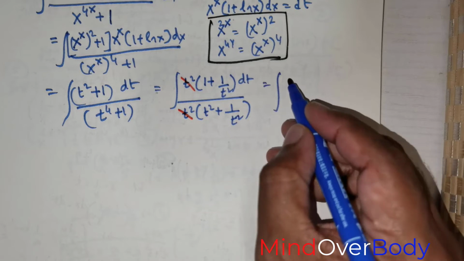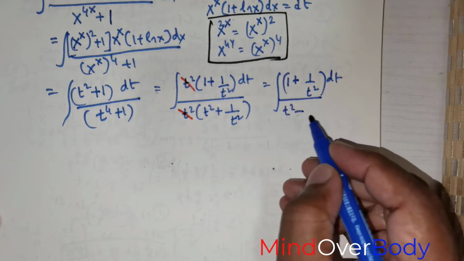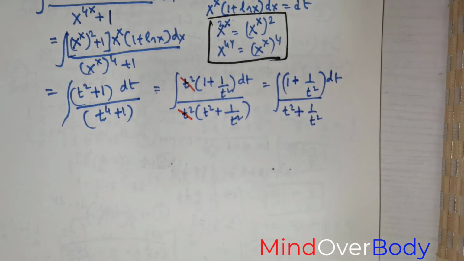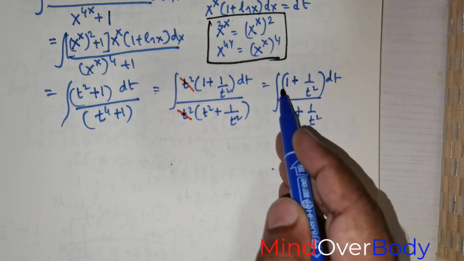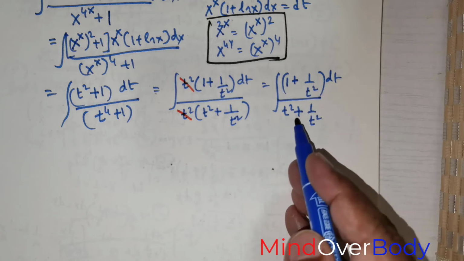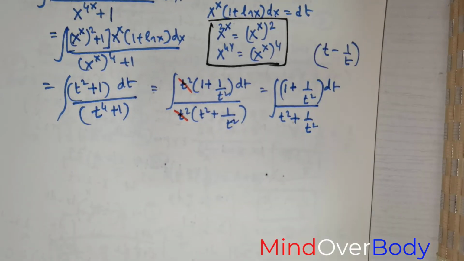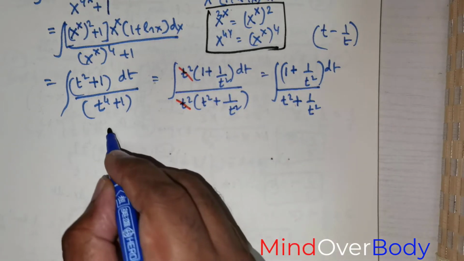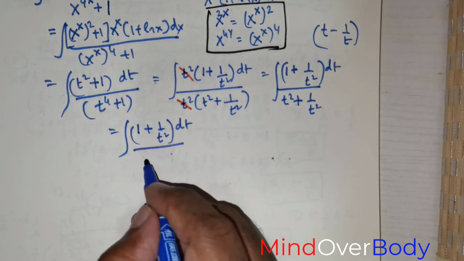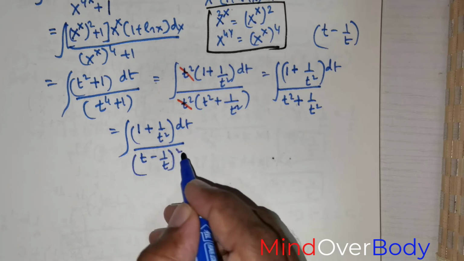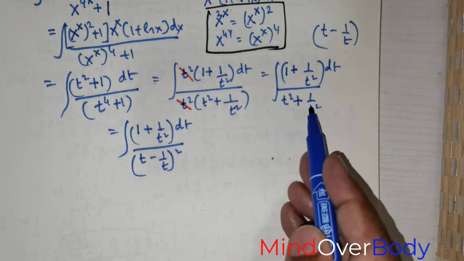Now I've got a quantity in the numerator, which is (1 + 1/t^2) dt divided by denominator t^2 + 1/t^2. Now in the cases which I've studied, if you were to have a numerator which features 1 + 1/t^2, then you will have to rewrite the denominator using t - 1/t, right? That's exactly what we are going to do. So this is equal to the integral of (1 + 1/t^2) dt divided by (t - 1/t)^2. Now if you were to expand this, this will give you t^2 + 1/t^2. So 2 terms are there.